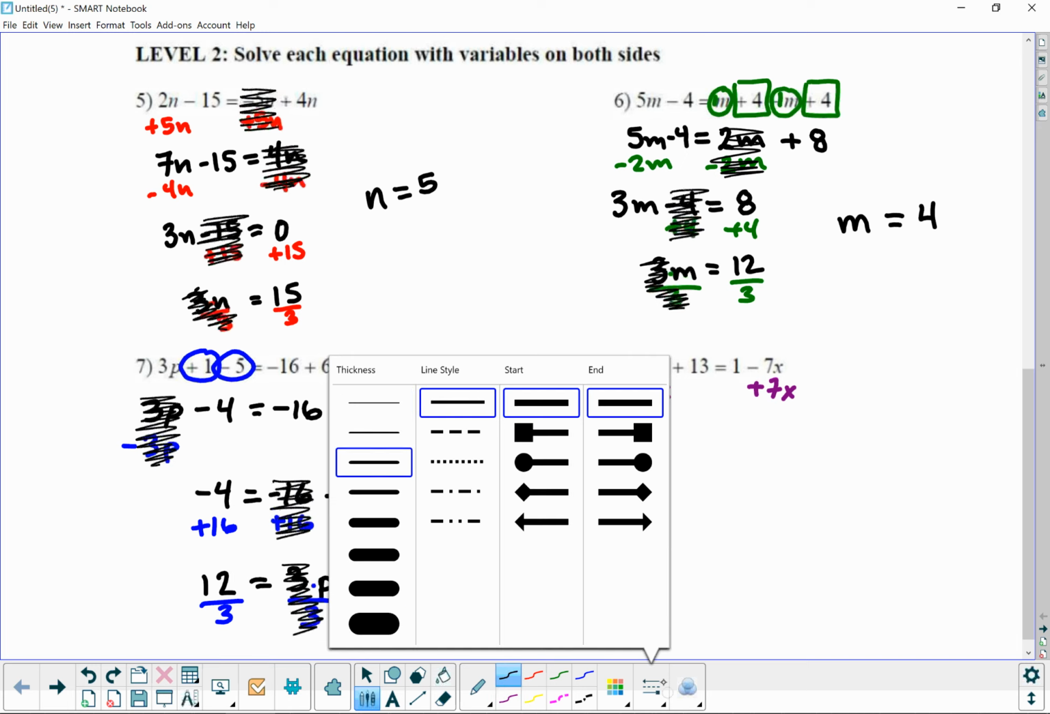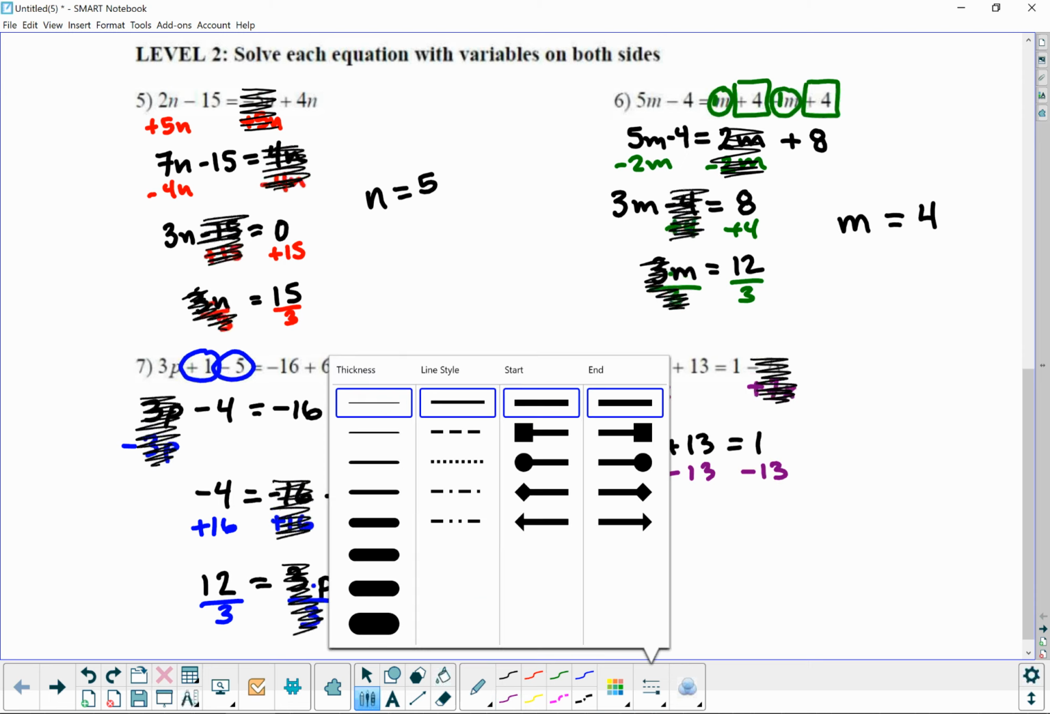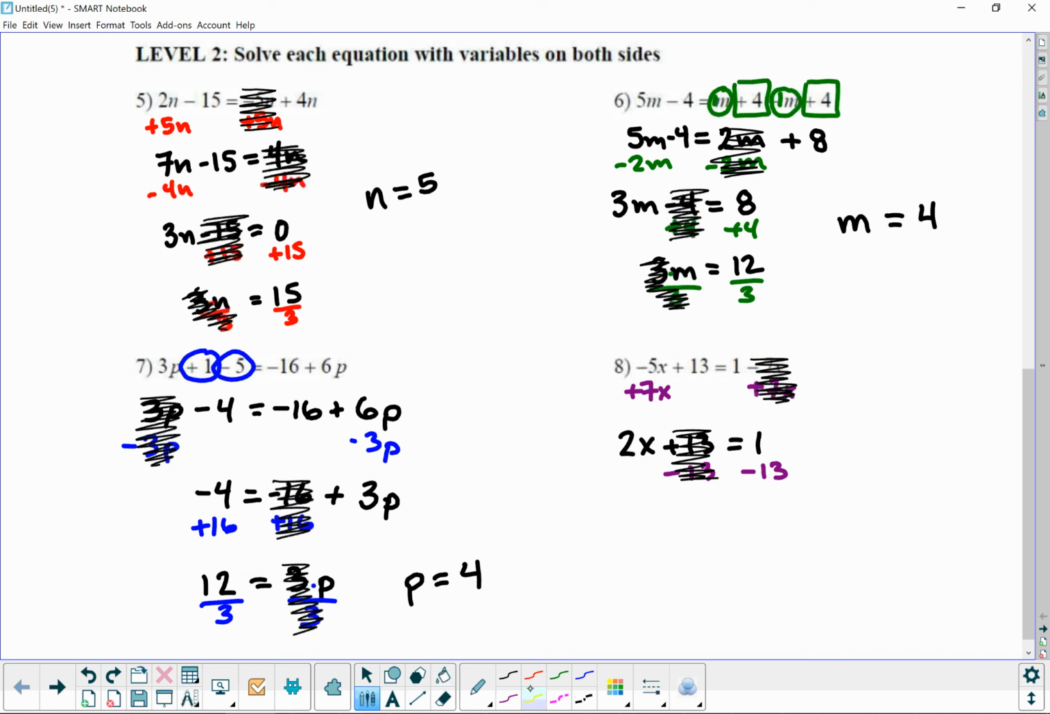This cancels, the negative 7x and positive 7x. Negative 5x and positive 7x makes positive 2x. That's actually awesome. Plus 13, copy it, equals 1. Now I'm going to get rid of that 13 by doing the inverse of plus 13, which is minus 13, and do it to this side. Let's cancel out that plus 13 and minus 13. Copy down the rest, 2x. Figure out what 1 minus 13 is. You might have gotten negative 12.